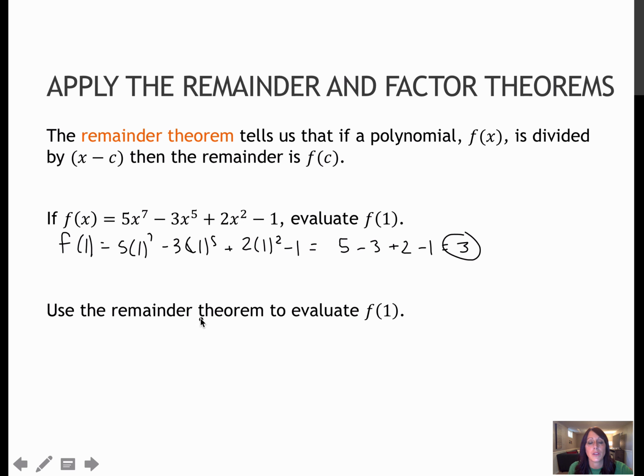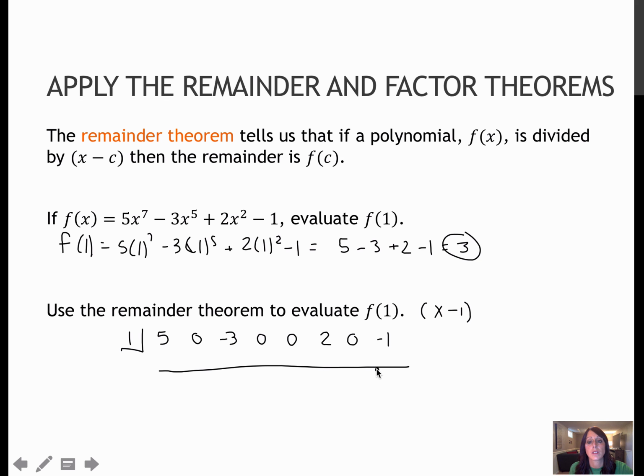Now, using the remainder theorem, it should be that when I'm finished, I have a remainder of 3. And so f of 1 means that the binomial that I've divided by is x minus 1. So let's take a look at what it would look like if I divided by x minus 1. That would be 5x to the 7th, 0x to the 6th, negative 3x to the 5th, 0x to the 4th, 0x to the 3rd, 2x squared, 0x, and minus 1.